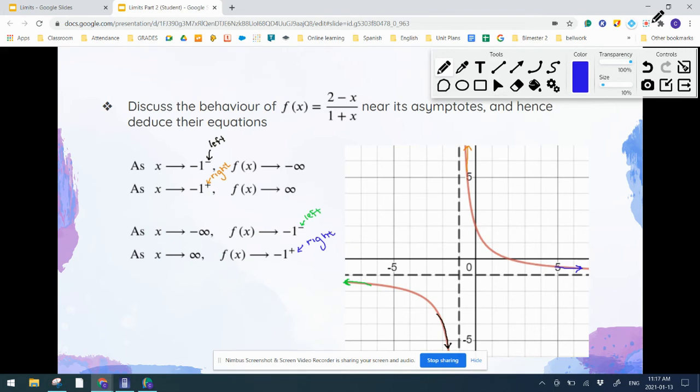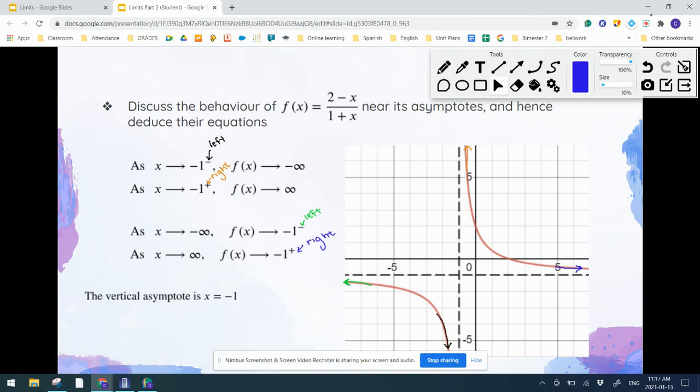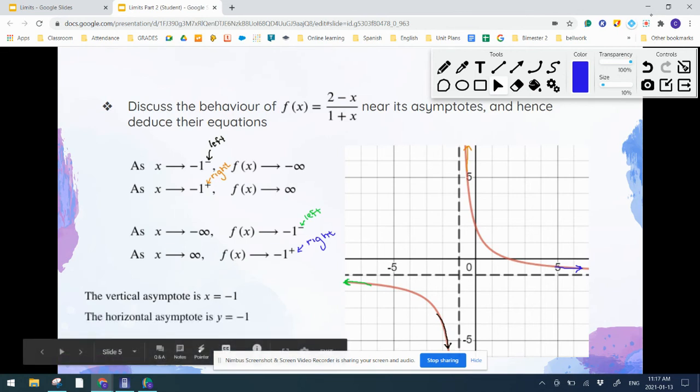So this tells us a little bit about our asymptotes. This tells us that one of our asymptotes, our vertical asymptote, is at x equals -1. That's why when we are approaching -1, our graph goes off into infinity. It also tells us that we have a horizontal asymptote at y equals -1, because as x goes off to infinity, that's the y value that we hit.